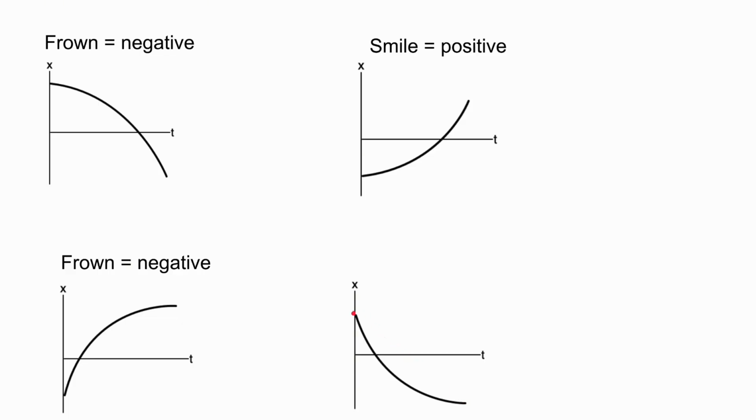Let's think about this. It starts off with a pretty steep negative slope, so it's moving quickly in the negative direction, and as time goes by, its magnitude becomes less and less until it reaches 0. Slowing down in the negative direction, well, that's a positive acceleration.